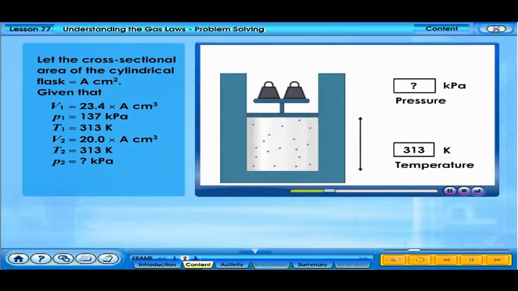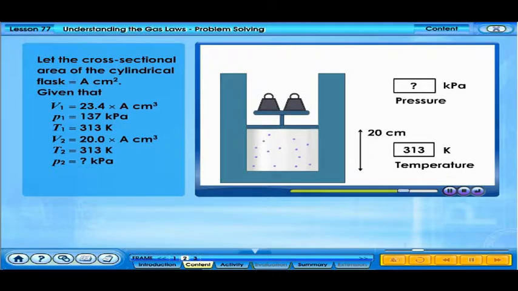Let the cross-sectional area of the cylindrical flask equal A centimeter squared. Given that V1 equals 23.4 times A cubic centimeters, P1 equals 137 kilopascal, T1 equals 313 Kelvin, V2 equals 20.0 times A cubic centimeters, T2 equals 313 Kelvin.